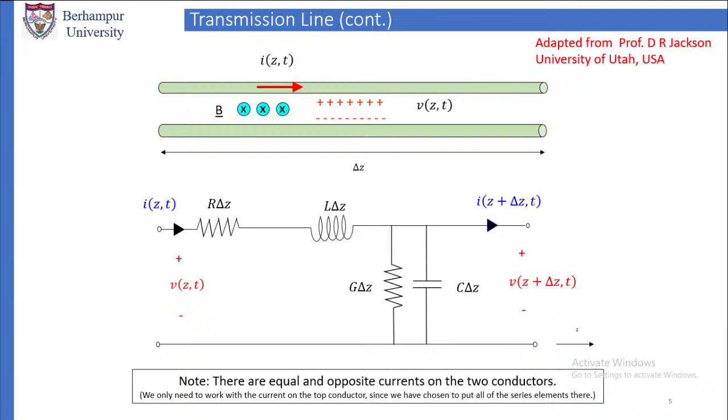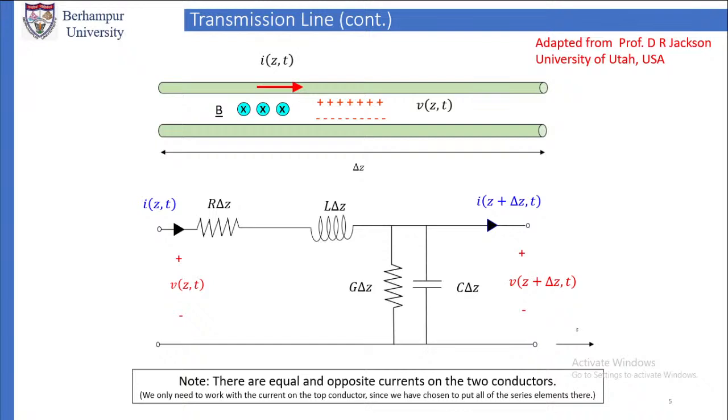This section of the transmission line is very small, delta Z. Therefore, the signal wavelength is comparable to the transmission line length. Similarly, the current is written above the transmission line, I(z,t).